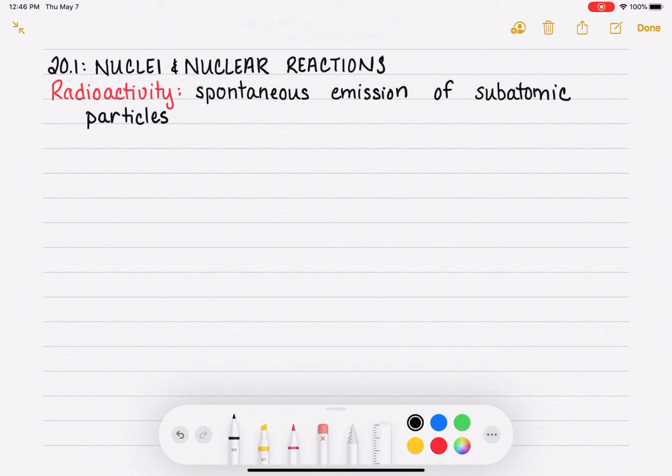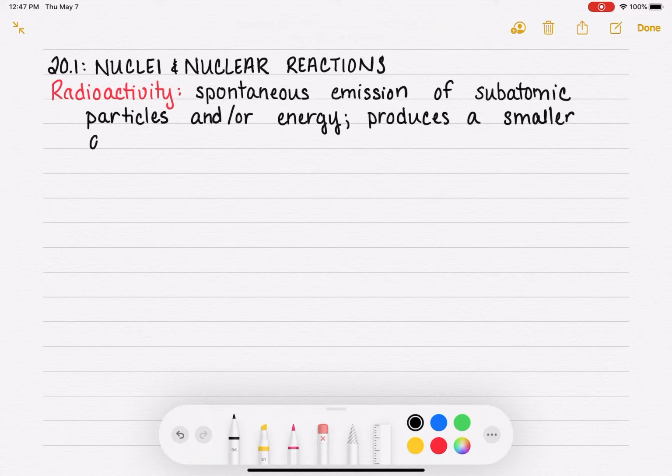Spontaneous emission of subatomic particles, and a lot of times that comes along with the spontaneous emission of energy, or sometimes radioactivity is just the spontaneous emission of energy. In this process, one of the products of this is another atom. So this produces a smaller atom, as the original atom is undergoing spontaneous emission of particles. It doesn't completely decompose, it just loses some of its particles, leaving it a smaller atom with fewer protons, or fewer electrons, or fewer neutrons.